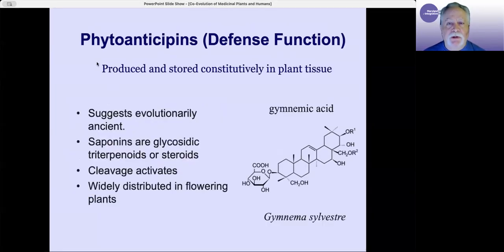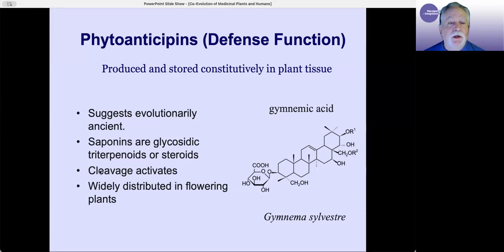So phytoanticipins is another defense function. These are produced and stored. They're always there. And this suggests that they're evolutionarily very ancient. Gymnemic acid from Gymnema sylvestre is one of those compounds. It's interesting if you note there are four rings sort of right in the middle. There's a ring on the upper right and a ring on the bottom left, and then four in the middle. Those we call a steroidal structure. It looks like a steroid molecule. And steroids have a number of functions both in humans but also in insects. They can actually impact insects in a way that prevents them from growing and can kill them.